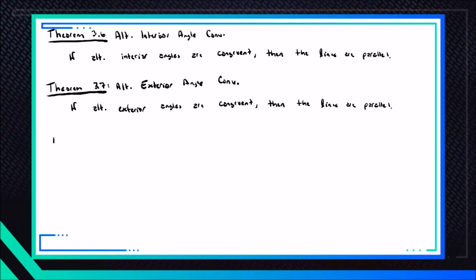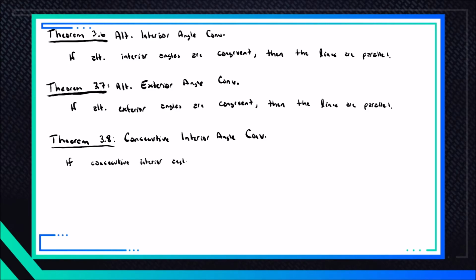And then finally, we're going to have theorem 3.8, which is going to be the consecutive interior angle converse. And this one says that if the consecutive interior angles are supplements, so they add to 180 degrees, then the lines are parallel.